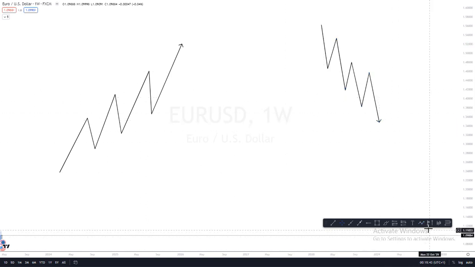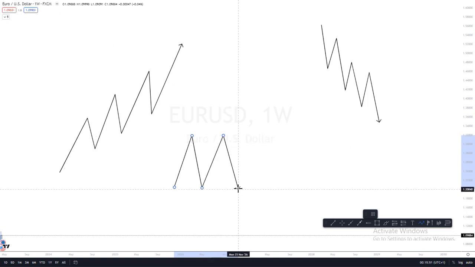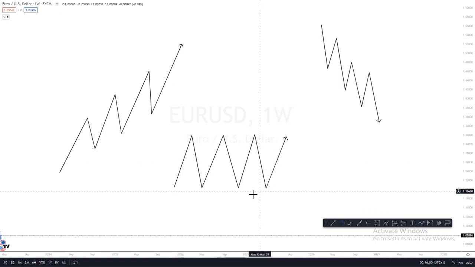And then the last phase of the market is what we call the ranging market. It's also known as the consolidation market, or the sideways market. It doesn't go up, it doesn't come down. It just moves at the side. That's why it's called a sideways market.